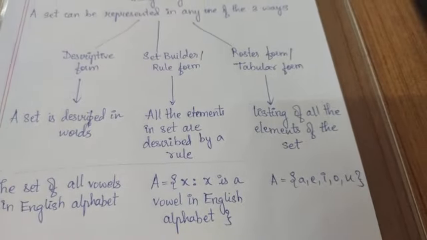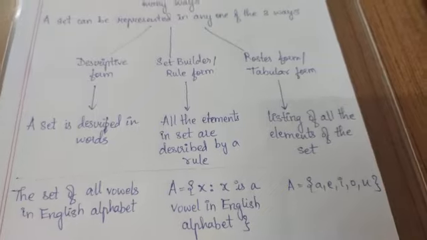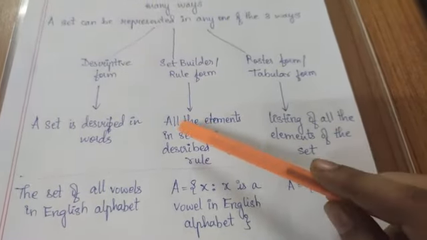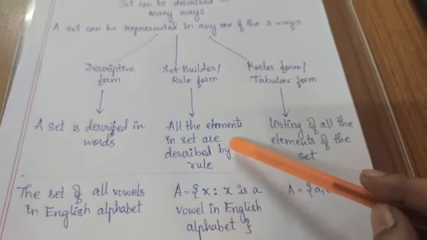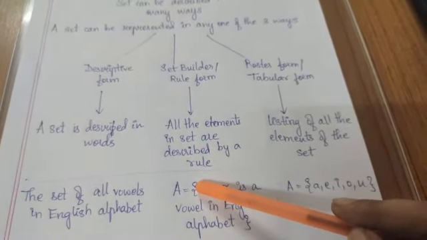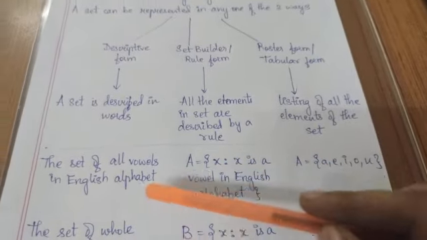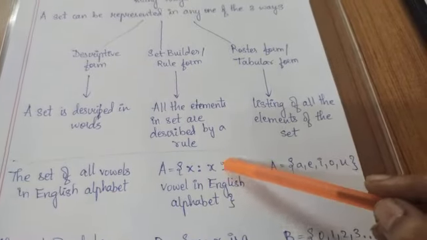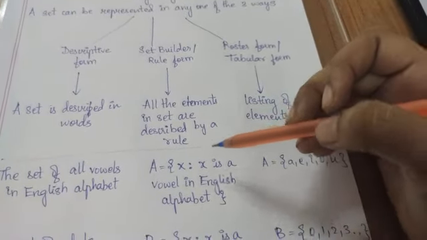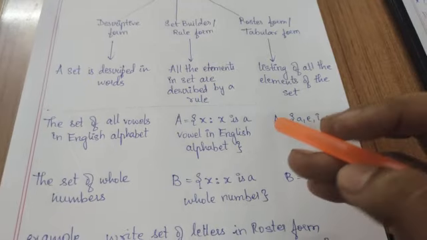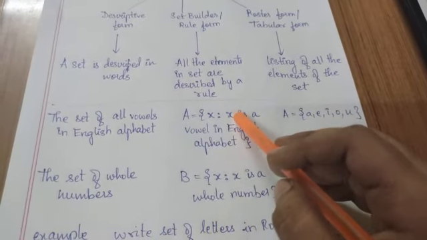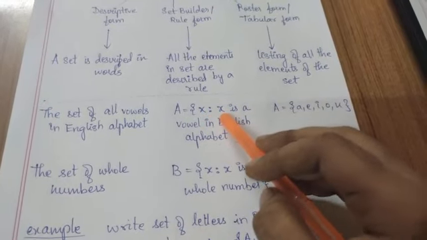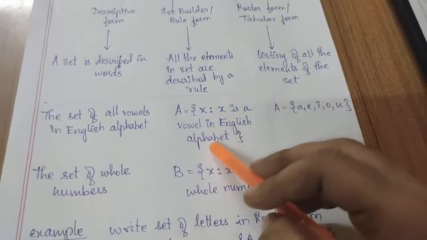Next one, we will see set builder form. The second form we are going to see is set builder form. அப்படின்னா என்னன்னா, all the elements in the set are described by a rule. ஓகேவா? இப்போ இதே எக்ஸாம்பிள் எடுத்துப்போம். Set of all vowels in English alphabet. அப்போ இதே செட்டை நம்ம consider பண்ணும்போது x such that x is a vowel in English alphabet.